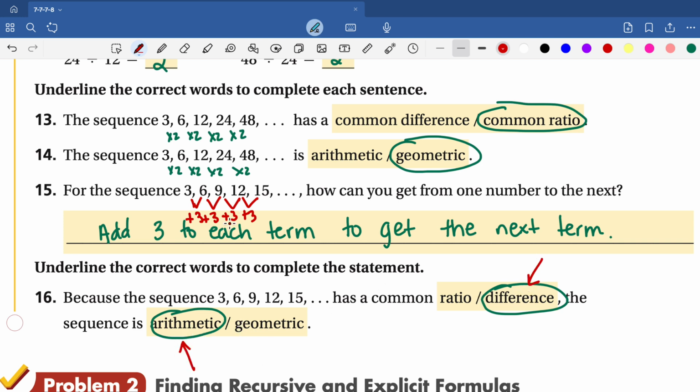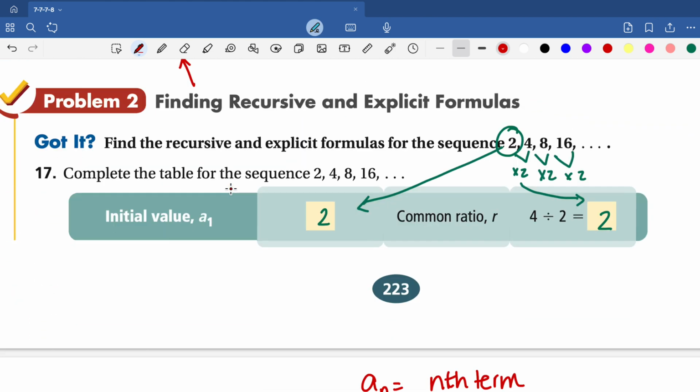So if we're adding a number each time, that's going to be arithmetic. If we're multiplying by a number each time to get the following term, it's going to be geometric. Now, once we identify that a sequence is geometric, how do we write recursive and explicit formulas?